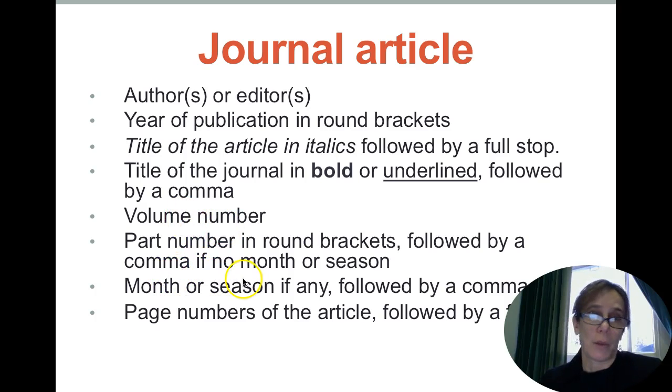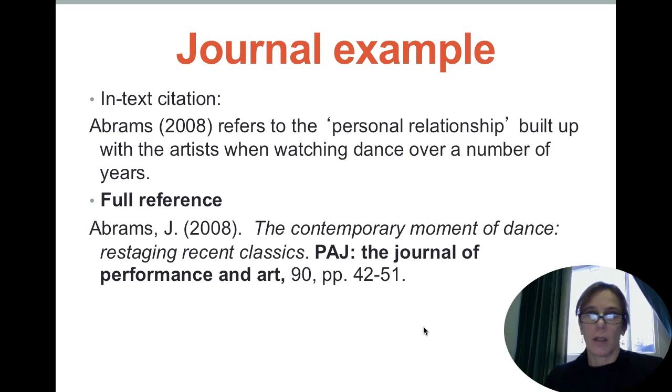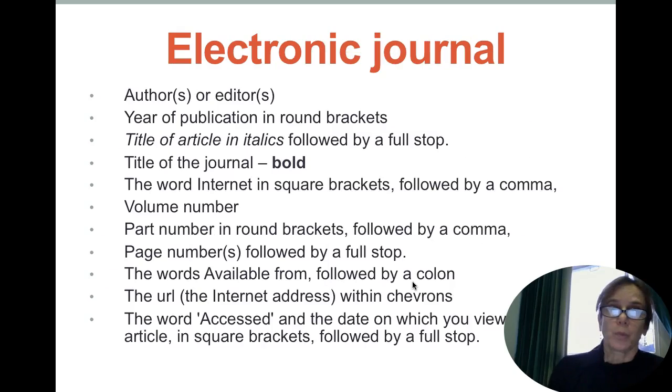It could be a month or a season, followed by a comma, and then you've got the page numbers again of the article followed by a full stop. And that looks like this. So in the text it's Abrams 2008 refers to blah blah blah, and the full reference is this: Abrams J, 2008, title of the article in italics and journal title in bold, issue 90, page, etc. So that's how to present a journal.